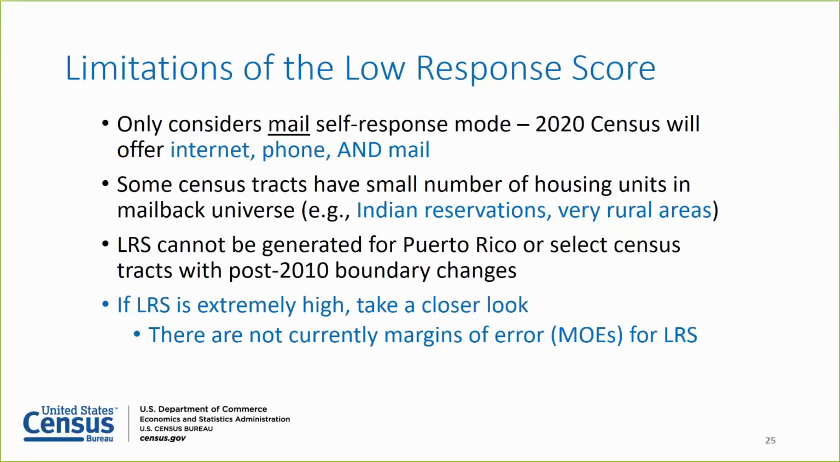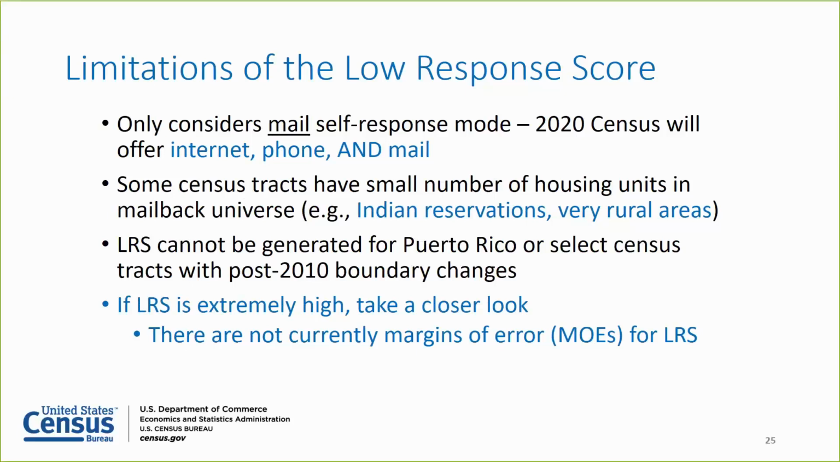2010 only had a mail self-response option. So we're only considering mail self-response when we created the low response score. The 2020 census is going to offer internet, phone, and mail as response options. Some census tracts have a small number of housing units in the mail-back universe, so their estimates aren't as reliable, for instance, Indian reservations in very rural areas. The LRS cannot be generated for Puerto Rico or select census tracts whose boundaries have changed since 2010, because they don't match up with the ACS estimates.